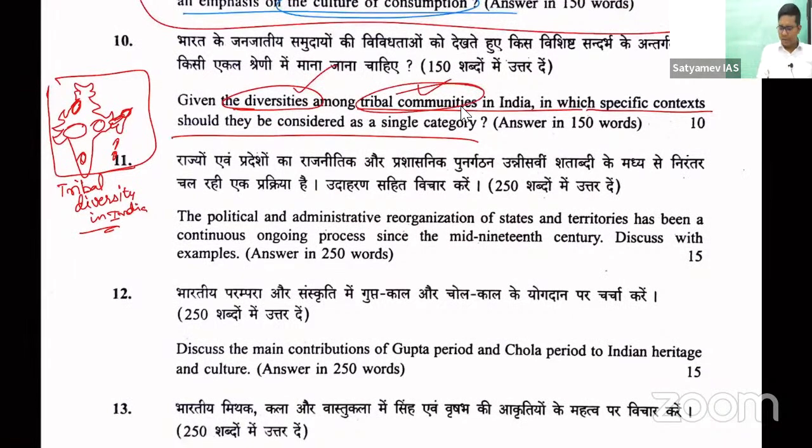All right. So you explain this part of tribal diversity: in which specific contexts should they be considered as a single category? You talk about the specific contexts where, although every tribe needs a tribe-specific approach, as recommended by the Virginius Xaxa committee also, in some contexts they should be considered as a single category.